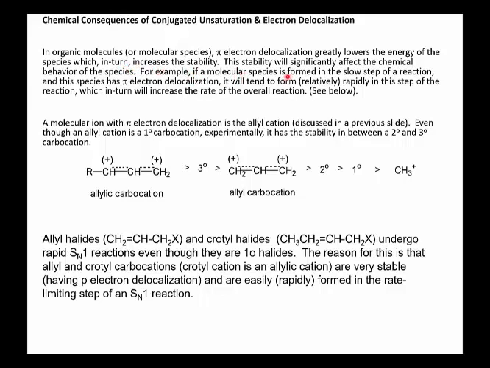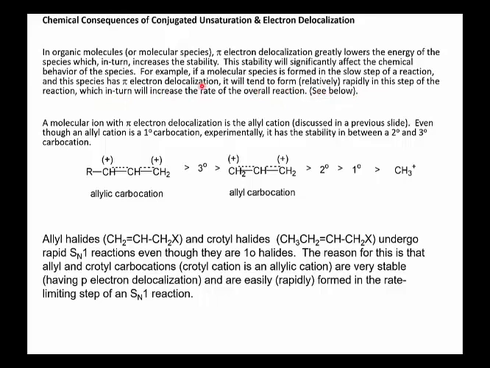This stability will significantly affect the chemical behavior of the species. For example, if a molecular species is formed in the slow step of a reaction, and this species has pi electron delocalization, it will tend to form relatively rapidly in this step of the reaction, which in turn will increase the rate of that overall reaction.